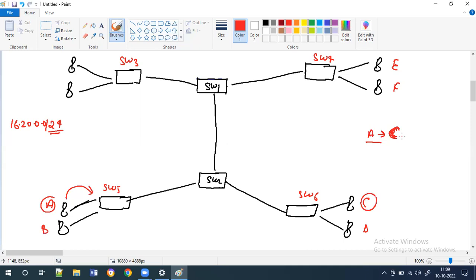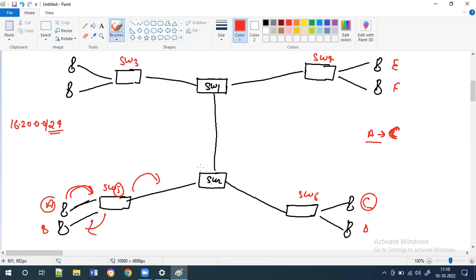In that case, what will happen? The frame will come here, and switch 5 doesn't know where C is connected. In that case, the switch is going to create multiple copies. Remember, a switch creates multiple copies in two ways. One, a broadcast frame. Another is if the switch doesn't know the MAC address. In this particular case, switch 5 doesn't know where C is connected, so it is going to create multiple copies and forward them to all other interfaces, here and here.